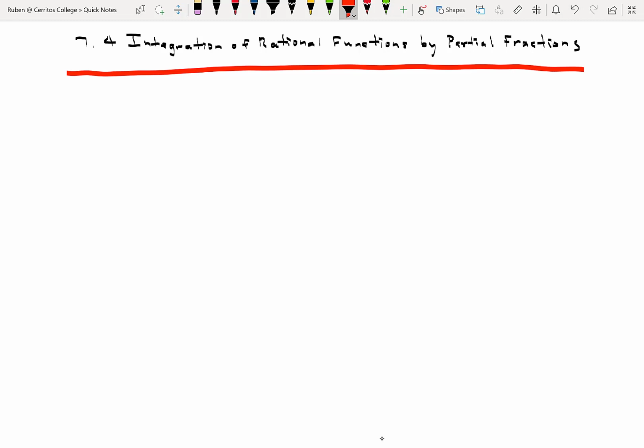So let's start out with an example. Let's take a look at our first example. Suppose we want to consider the integral of -2 over x squared minus 1 with respect to x. You can see from the title, we're integrating rational functions, and this is in fact a rational function. Remember, a rational function is nothing more than the quotient of two polynomials, and polynomials are just sums and differences of powers of x. So this fits the bill.